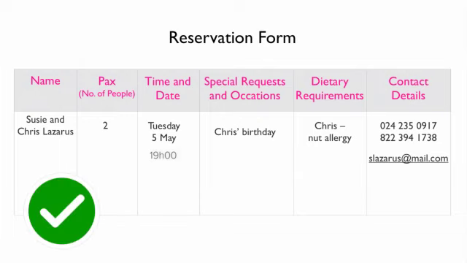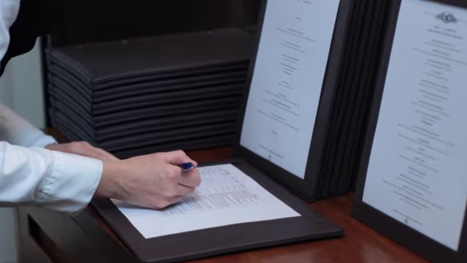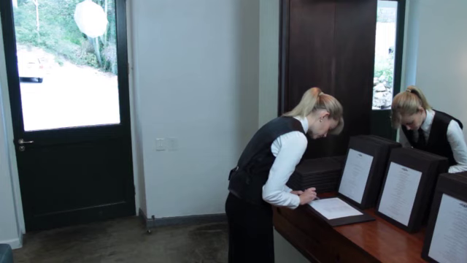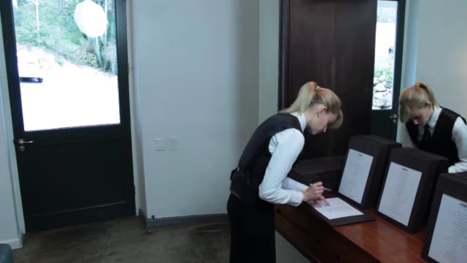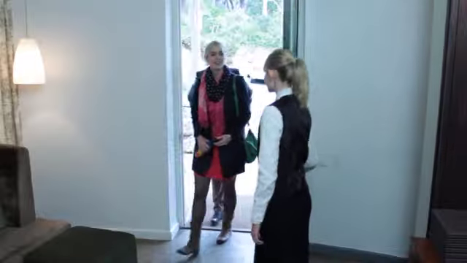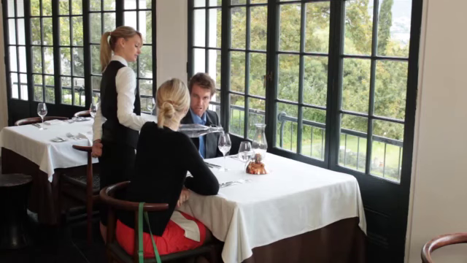This information is put onto the daysheet for each service. The daysheet at your restaurant may be different, but these points will give you a good idea of how to use this information to make the guest feel special and ensure that they are looked after.